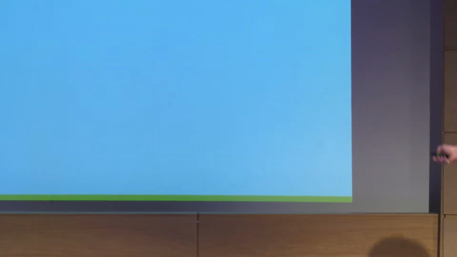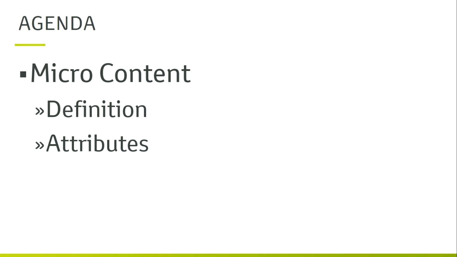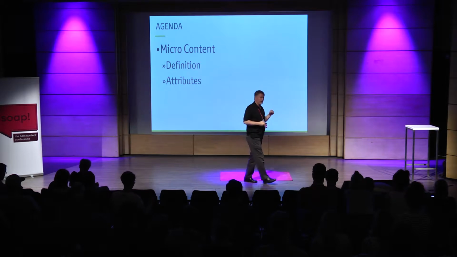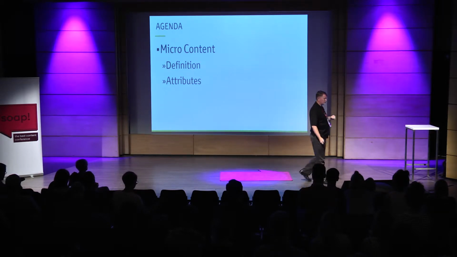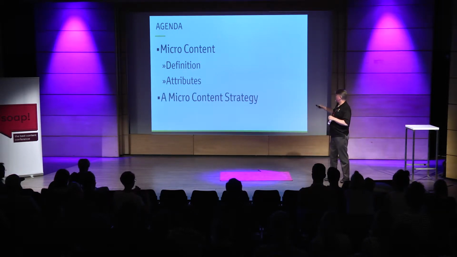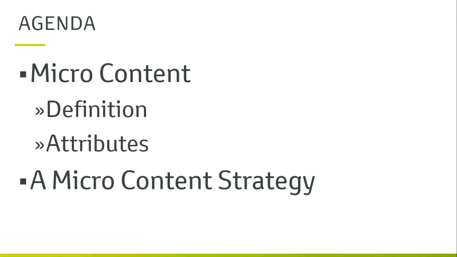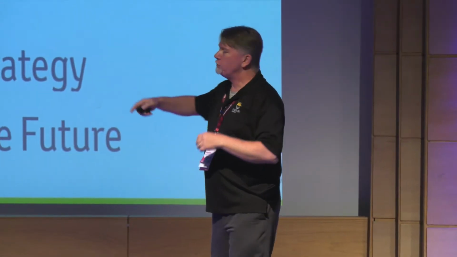All right, so the agenda. First we'll start off with: what is micro-content? We've heard the term used several times today and yesterday, but what does that actually mean? And then I'll talk about a strategy going forward. What could you go home and, starting on Monday, how could you start optimizing your content for a micro-content strategy? And then where can we see this going in the future?